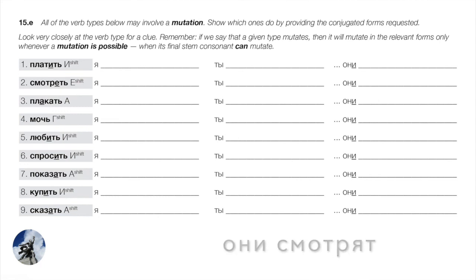Number three, there's an А verb. Think back to a couple of days ago. Can А verbs mutate? Do they show mutations? Yes, they do, in all conjugated forms. Can the к mutate? Yes, it can mutate to ч, and so we get that here in all forms. Я плачу, I cry. Ты плачешь, you cry. Они плачут.